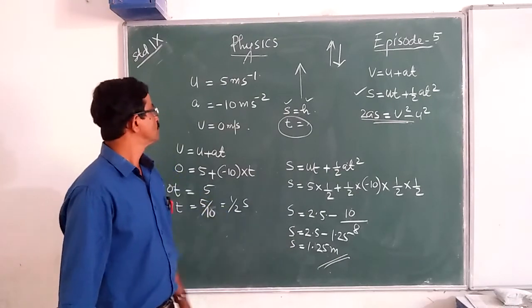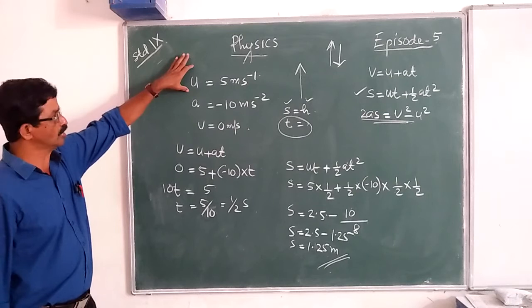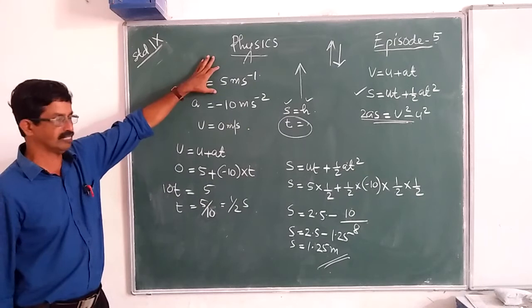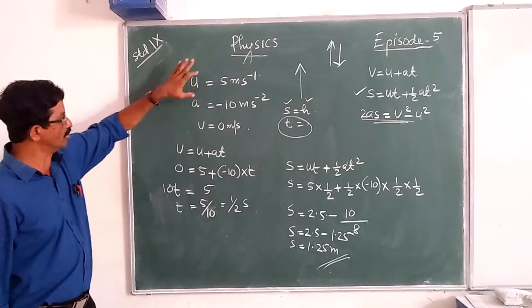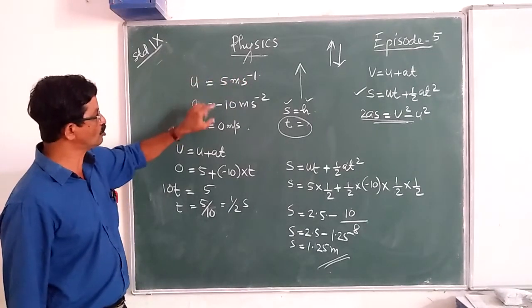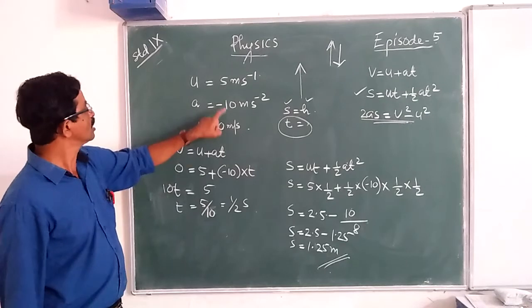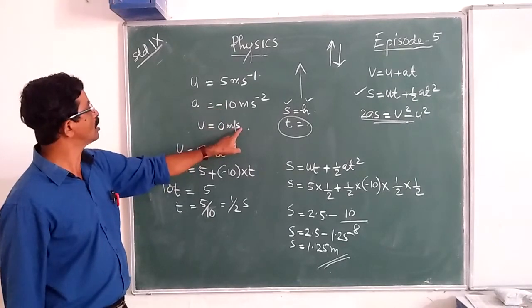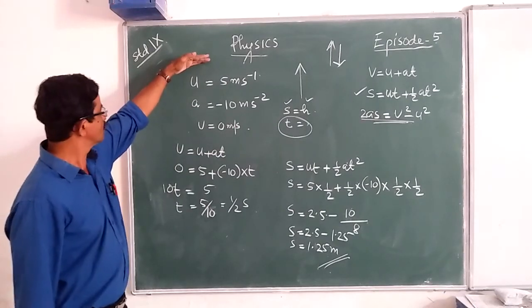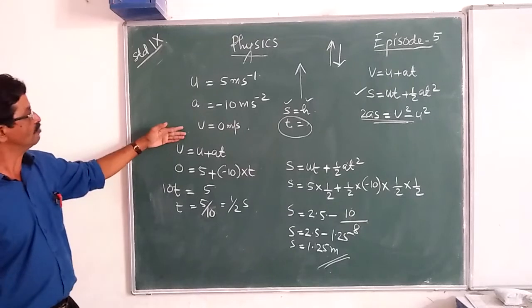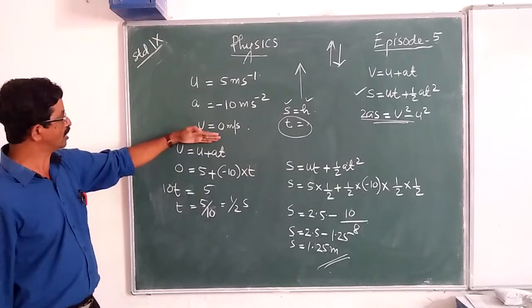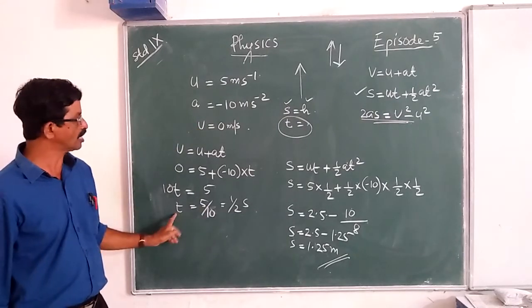Once again, here a stone is thrown upward with a velocity of 5 meters per second, and the acceleration of that stone is 10 meters per second square. It is in the downward direction, so it is taken as a minus. Its final velocity is 0 because at the maximum height it comes to rest. So at first we are going to find its time. v is equal to u plus at. From this we got t is 1 by 2.